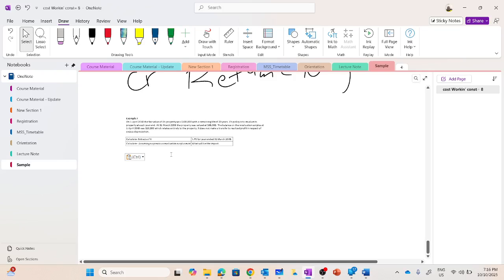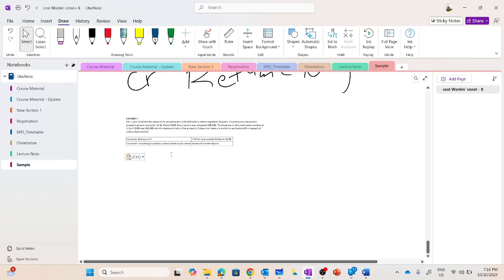On 1st April 20X8, the fair value of X's property was 100,000, with a remaining life of 20 years. X's policy is to revalue its property at each year end. The year starts 1st April and ends 31st March 20X9. The property was revalued at 86,000.